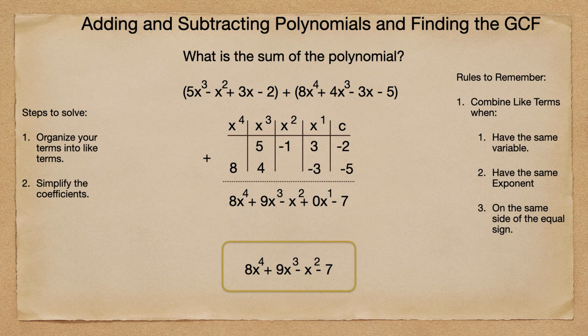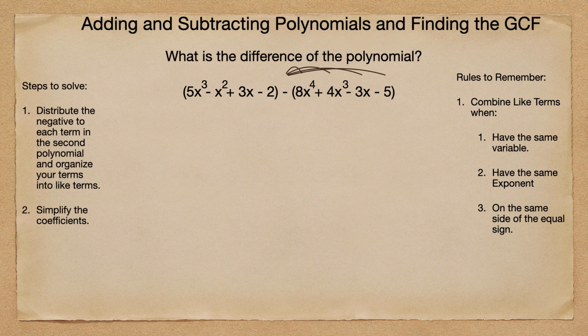Let's take a look at when we're subtracting. This one can get a little more difficult. Here, we're going to want to distribute that negative to the entire second polynomial. So we can start by organizing our data again, bringing down our coefficients.